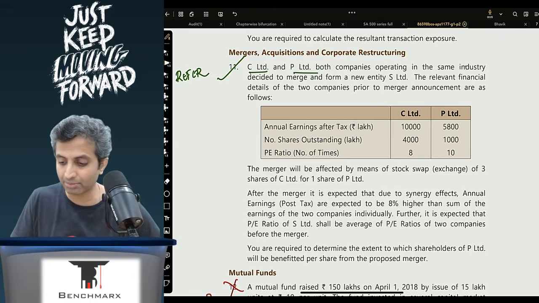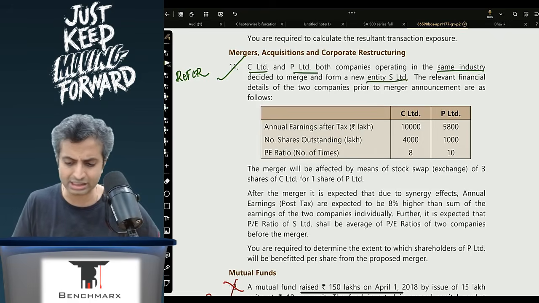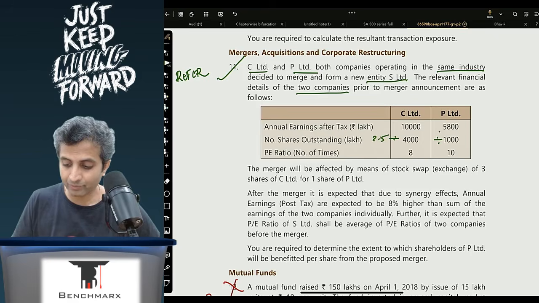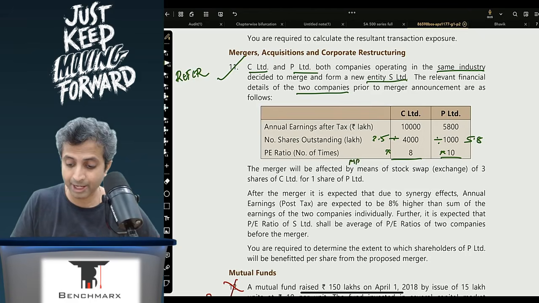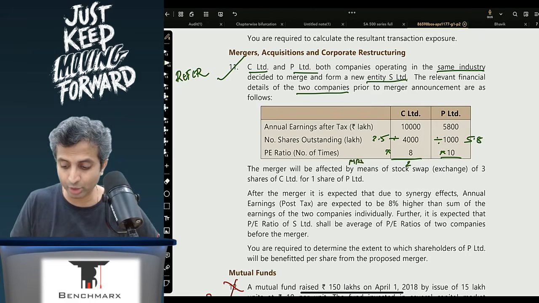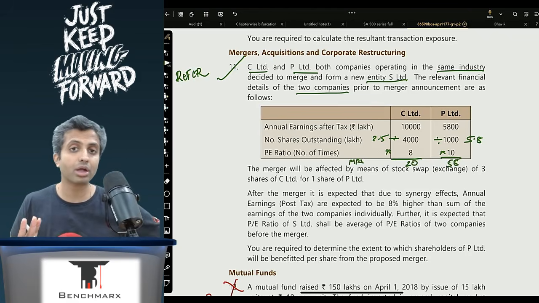C and P, both companies are operating in the same industry, decide to merge and form a new company S. Okay, so S is the acquirer. Relevant financial details of the two companies prior to the announcement are, so you have the earnings, number of shares. So if I want to find the EPS, it would be 2.5 and around 5.8. P/E ratio 8 and 10. So if I multiply, to find the pre-merger market price per share, 2.5 into 8 will be 20. 5.8 into 10 will be 58. Now this is on a per share basis.